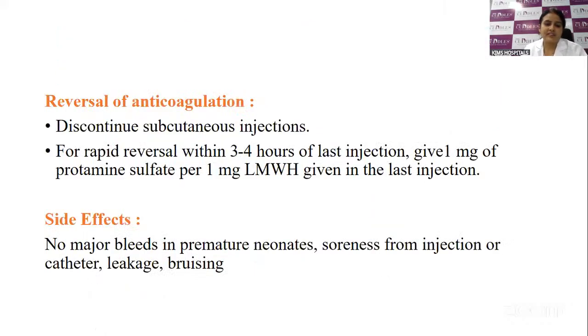The anticoagulation due to low molecular weight heparin can be reversed by discontinuing the injections. If rapid reversal is required within 3 to 4 hours of the last injection, then protamine sulfate has to be given, 1 mg for each milligram of low molecular weight heparin in the last injection.